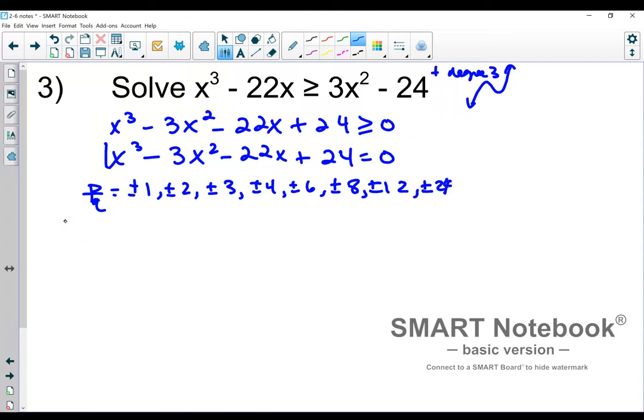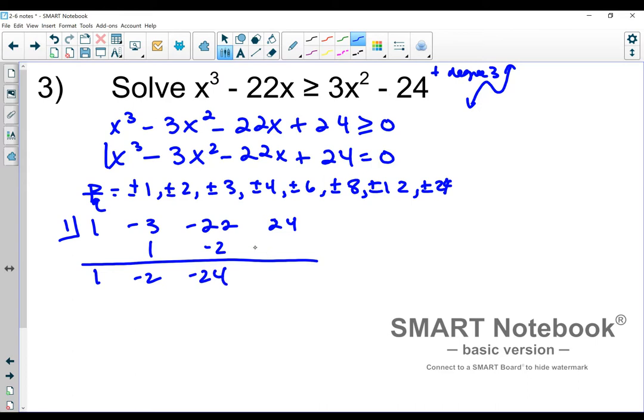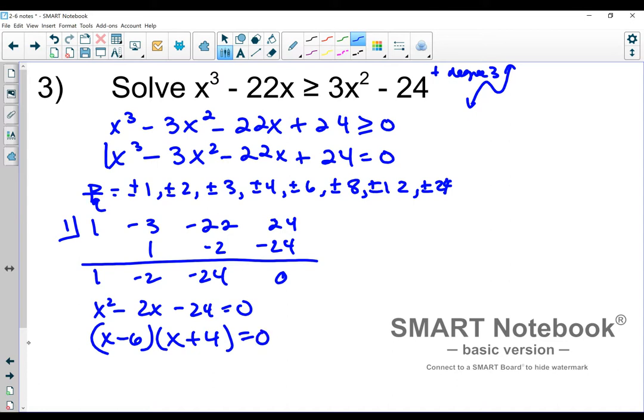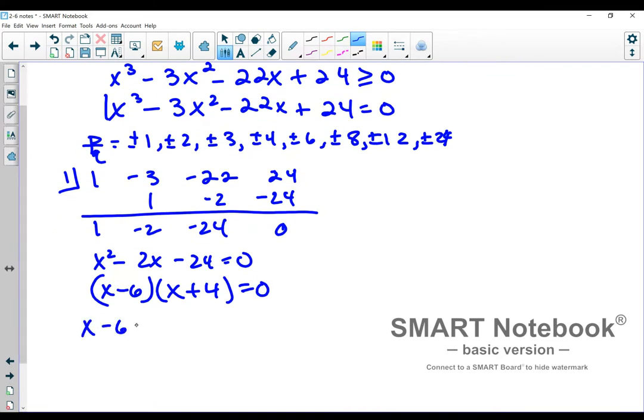So we'll go ahead and start with 1. We might get lucky. Writing out my coefficients. Well, look at that. We already have our first 0. So then I want to look at the resulting quadratic and see if I can factor. And it looks like I can. x minus 6 times x plus 4. So we can solve that to get all of our zeros. So our zeros are 6 or -4 and 1.